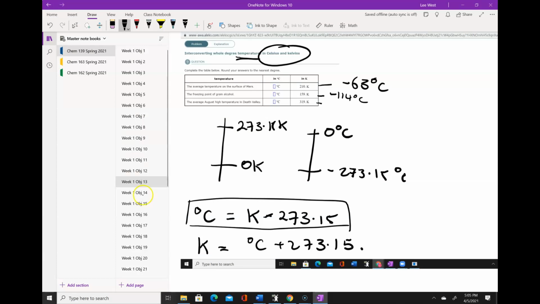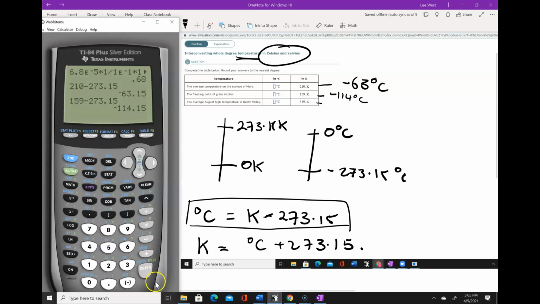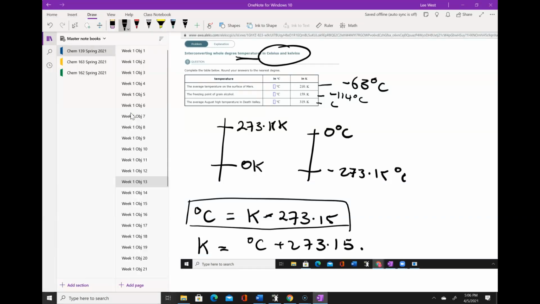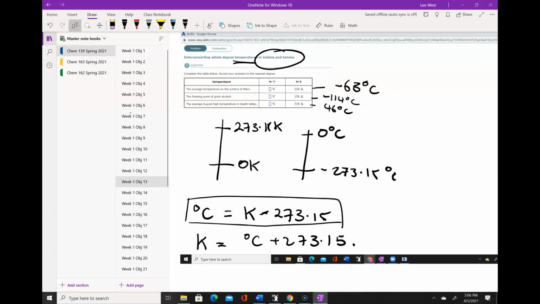And then finally, 319 Kelvin, 319 minus 273.15. And there we go, and that is 45.85. So to the nearest degree, that would be 46 degrees Celsius. So we never round down, but we may round up if need be. We'll talk a little more about rounding later on.